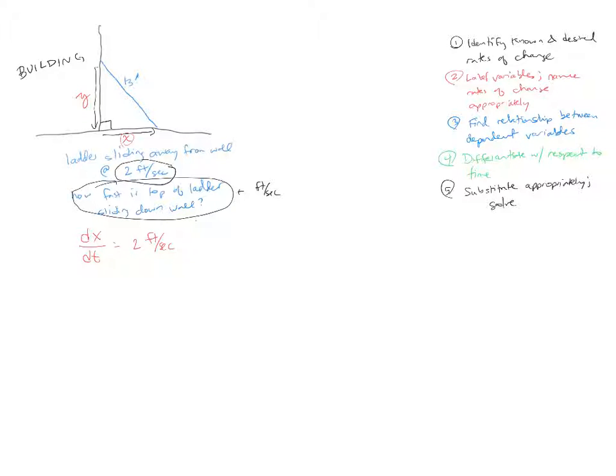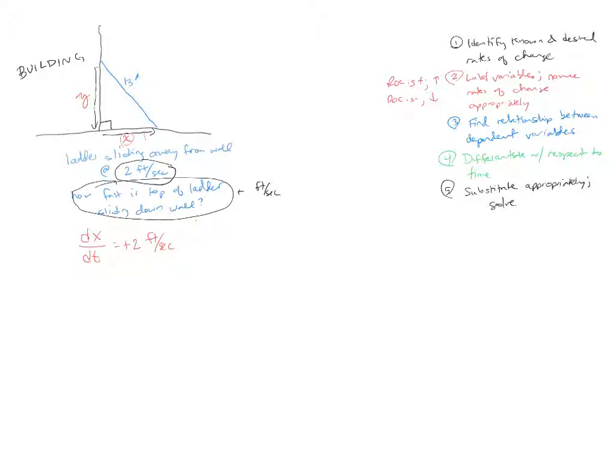Now, anytime you have a rate of change, you need to ask yourself, is this rate of change positive or negative? And the way you know is if the rate of change is positive, the quantity grows. And if the rate of change is negative, the quantity decreases. So if you look at this problem, the ladder is sliding away from the wall, so the x value here is actually going to get larger, so this rate of change is positive.